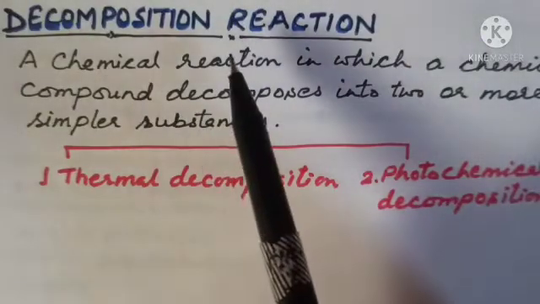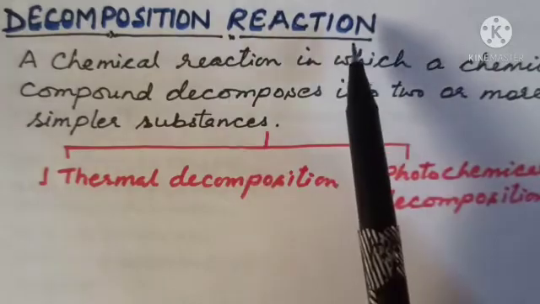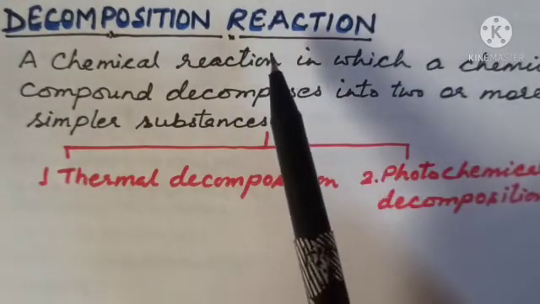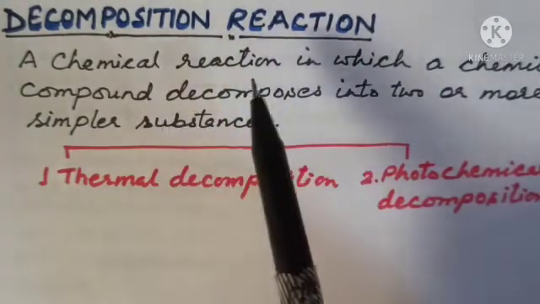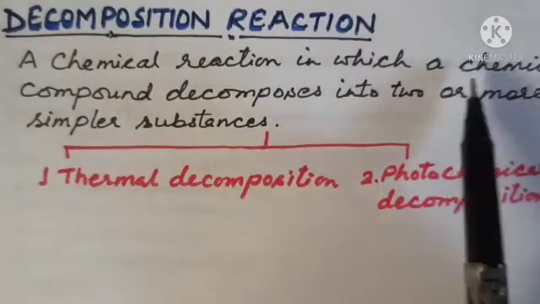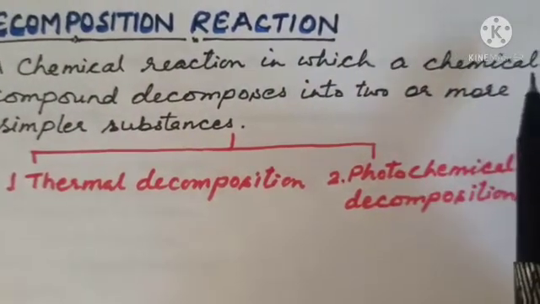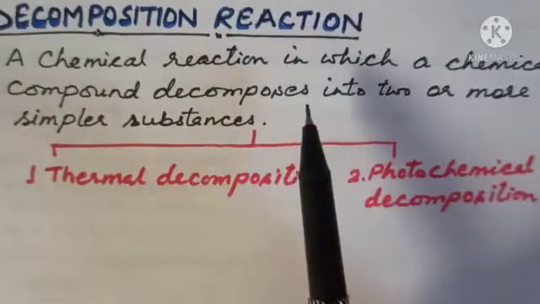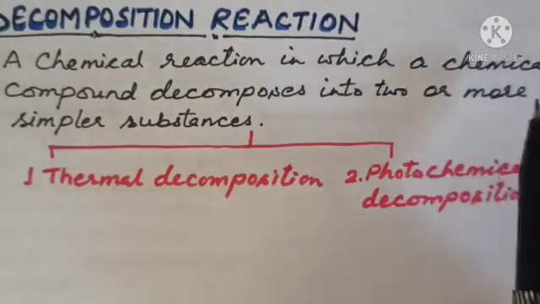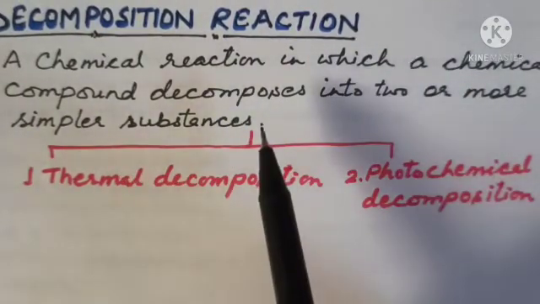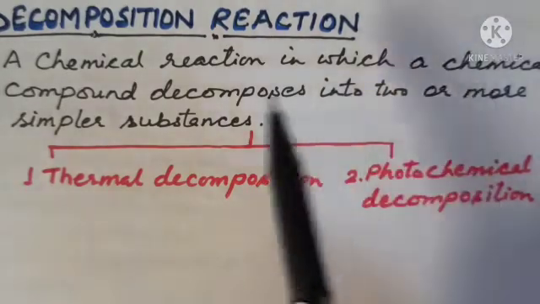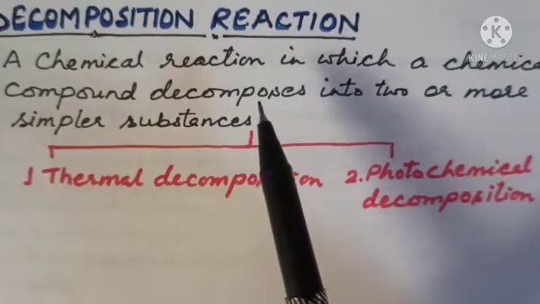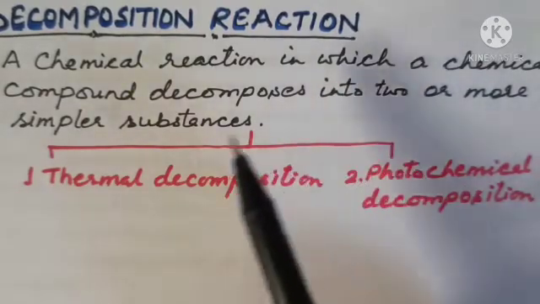Now the next type of chemical reaction is the decomposition reaction. What is a decomposition reaction? A chemical reaction in which a chemical compound decomposes into two or more simpler substances.